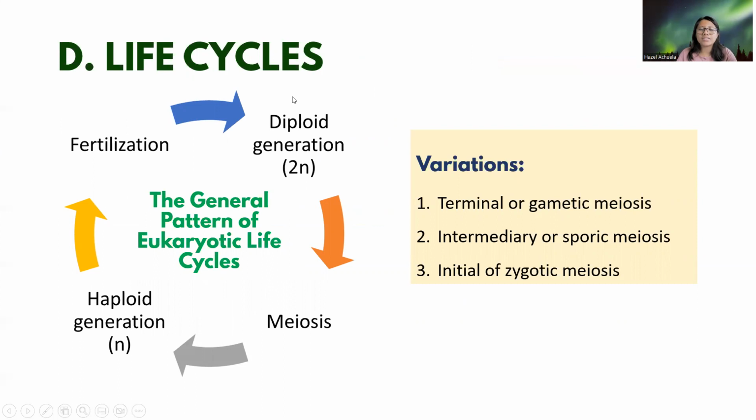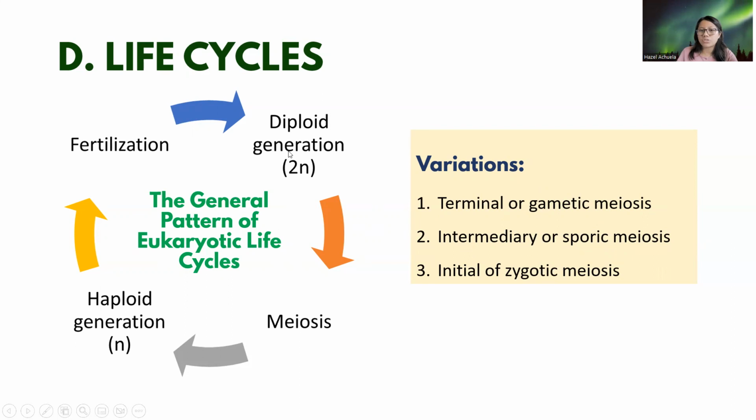Lastly, life cycles. So this is just to show you the general pattern of eukaryotic life cycles. Although there are some variations: terminal or gametic meiosis, which happens in us humans, animals; intermediary or sporic meiosis, which happens in flowering plants; and then initial or zygotic meiosis, which happens in other species not mentioned. So ito yung general pattern, which is very important.